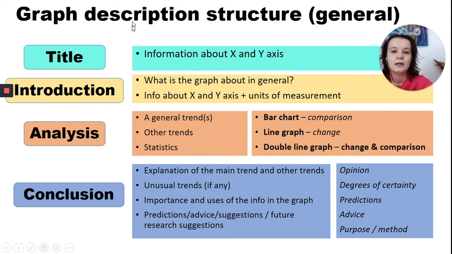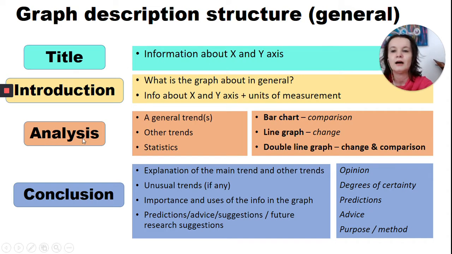And then you talk about what is X and Y axis about, and if necessary, if it's important, you mention the units of measurement. What is it? Is it kilogram, gram, dollar per pound, or what is it about? Yeah, if it's just numbers, it's not clear.